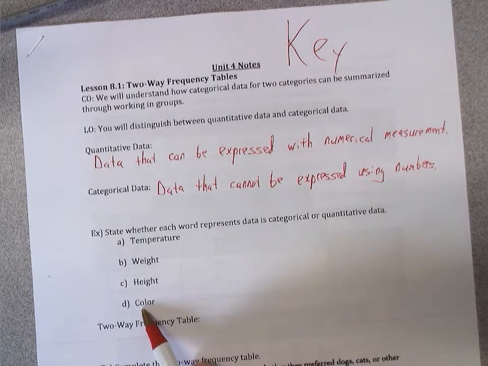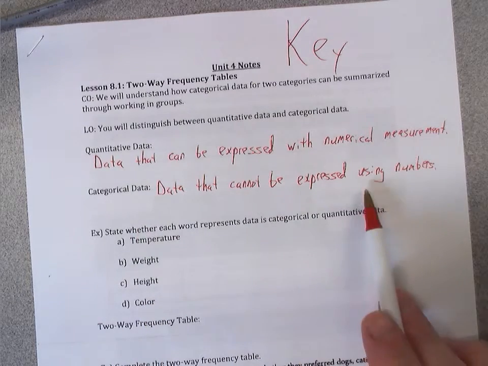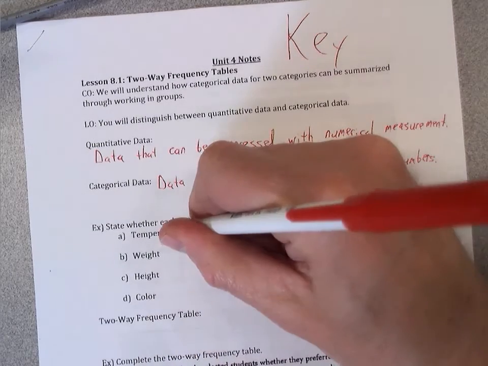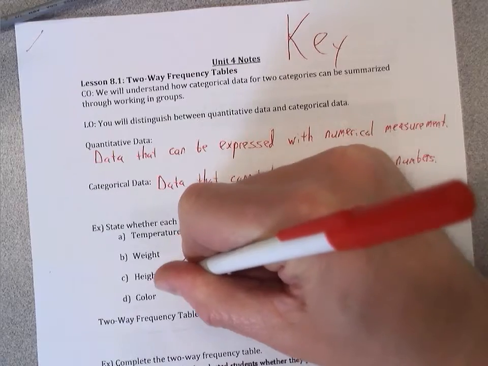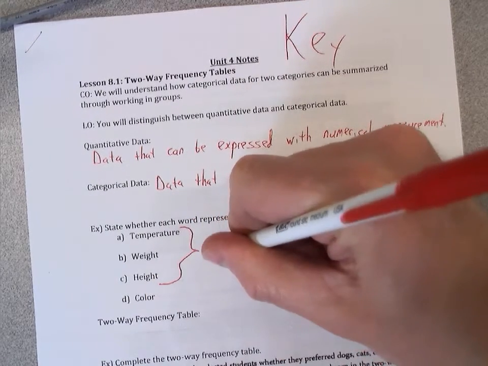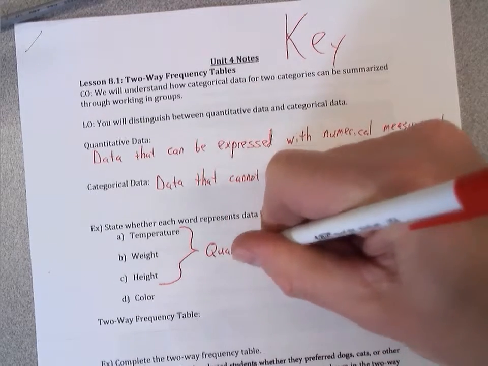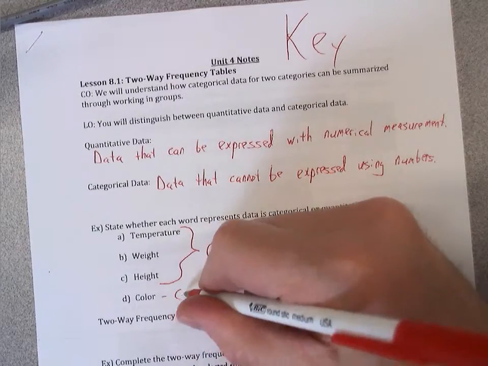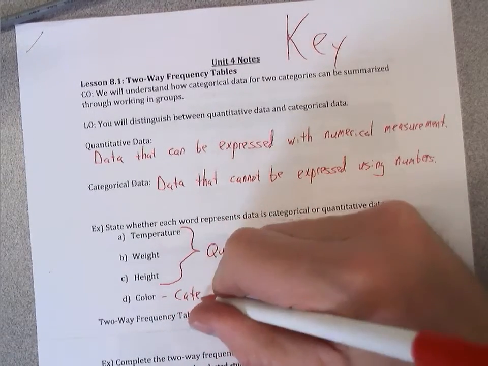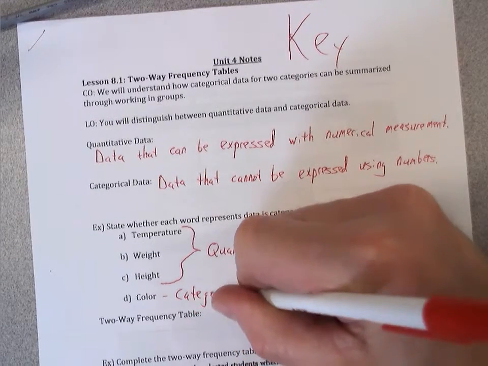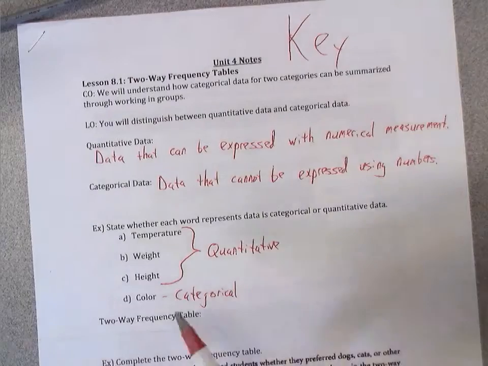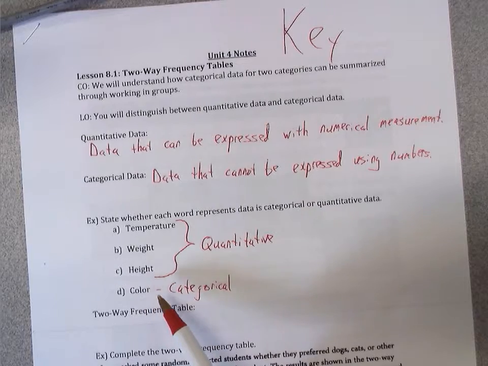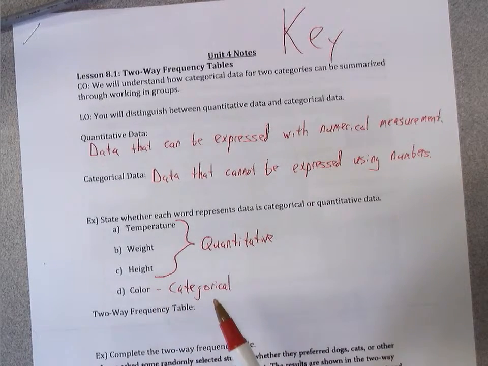And then we get this last one, color. Color is categorical. It cannot be expressed using numbers. Instead, we would use descriptions like red, blue, green, yellow. So we know that these first three are all quantitative forms of data, and this last one is categorical, which is still important to us. But sometimes we might have colors like blue and green, and then we might want to measure how many things are those colors, which would then be quantitative.